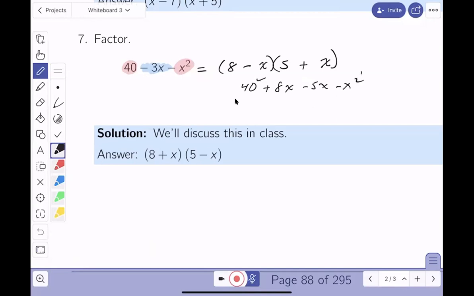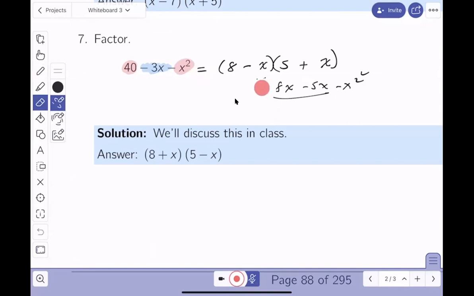I got the first term. I got the last term. Did I get the middle guy? No. 8x minus 5x is 3x. So don't give up. Try again. Let me erase this.